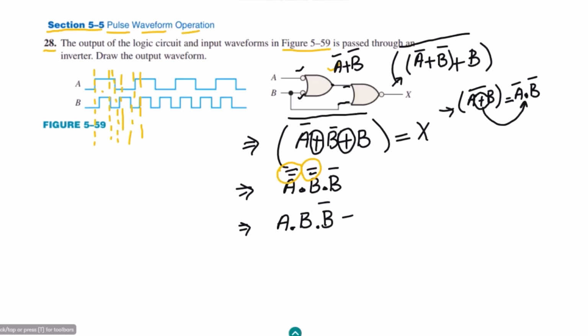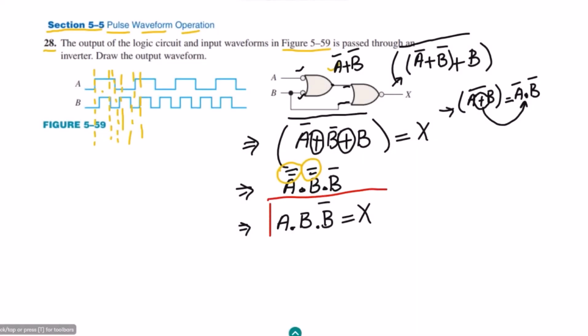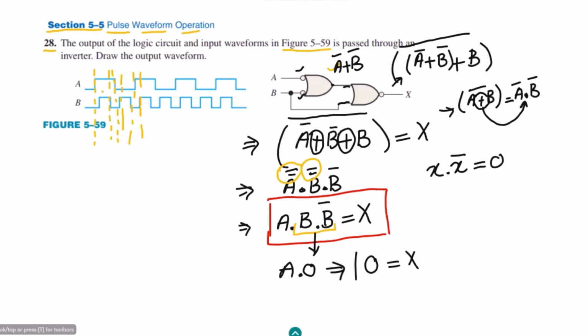So this is X, the expression which is applied here. In order to see the output, we can see very easily that this is B dot B complement, and according to Boolean algebra, we know that x dot x complement is always equal to 0. Using it here, I get A dot 0, which ultimately gives me 0, and that is the value of X.